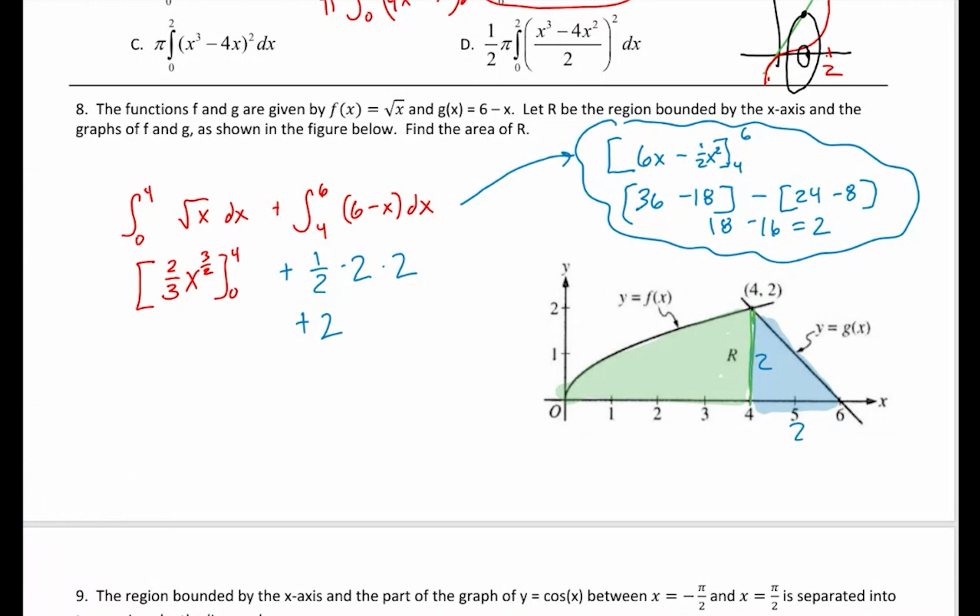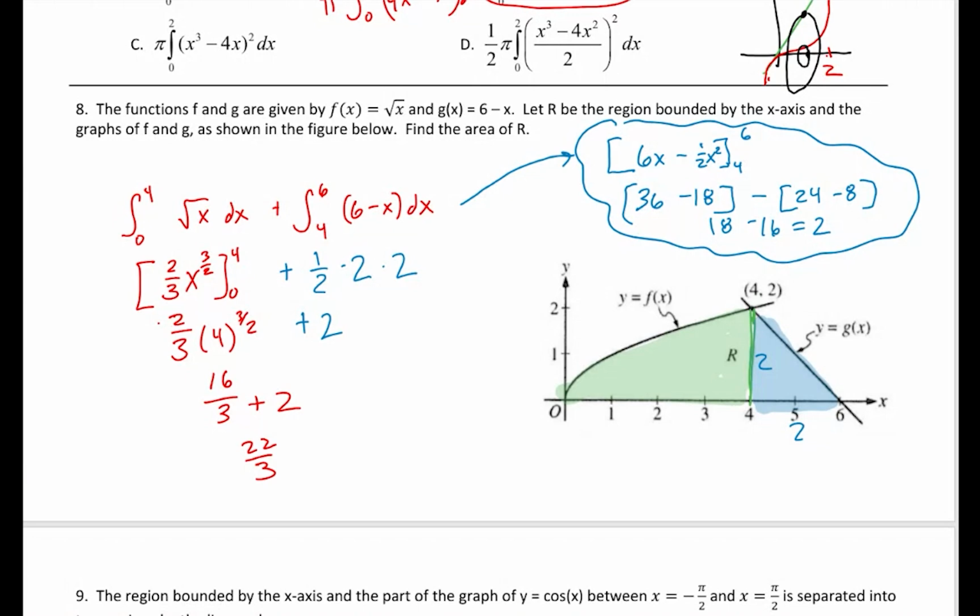So if we plug in 4, let's write it out: 2/3 times 4 to the 3/2. Square root of 4 is 2. 2 cubed is 8. 8 times 2 is 16. So you get 16/3 plus 2. 2 times 3 is 6, so 6 and 16 would be 22/3.